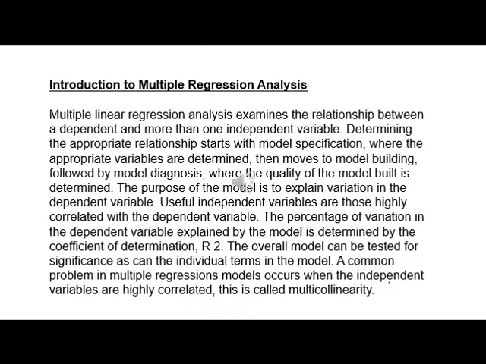The percentage of variation in the dependent variable explained by the model is determined by the coefficient of determination, R2. The overall model can be tested for significance, as can the individual terms in the model. A common problem in multiple regression models occurs when the independent variables are highly correlated. This is called multicollinearity.